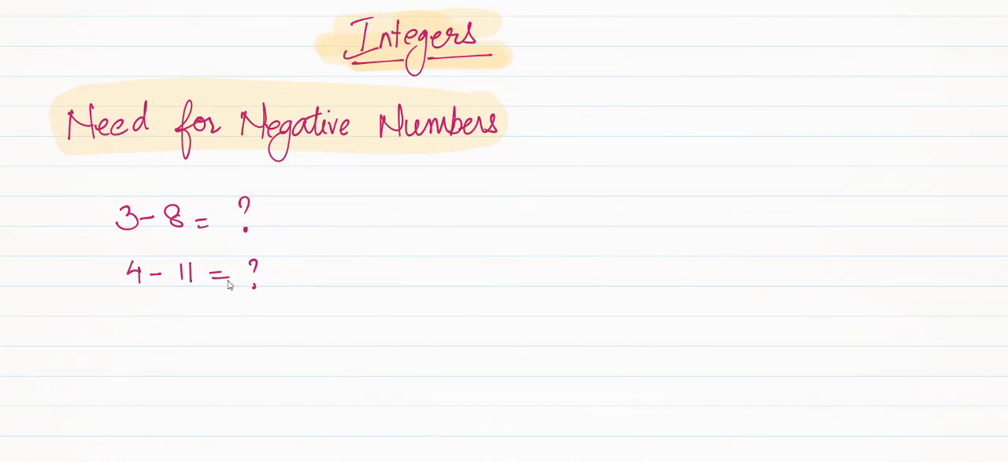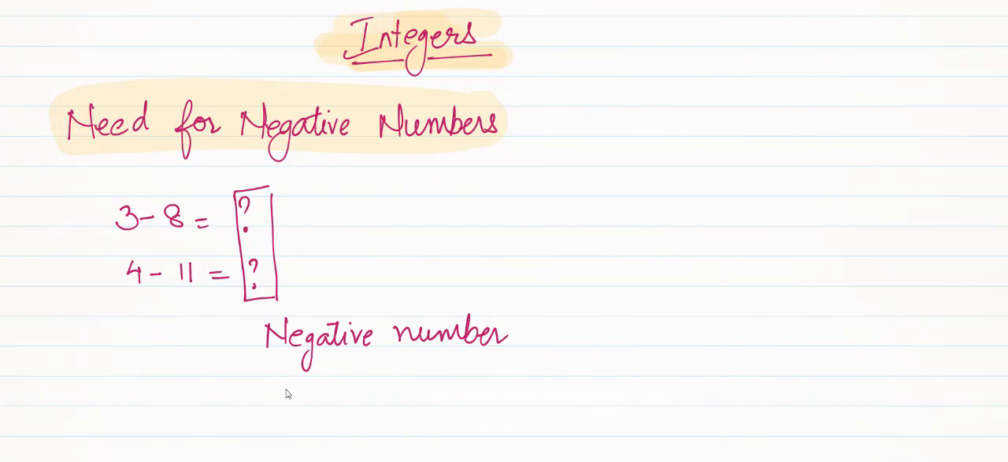Now here the result is not coming out to be a whole number, because what we have studied is that whole numbers are a set of positive numbers. So in this case, we have to extend our number system. Whatever we have studied up till now, we have to extend to another group of numbers called negative numbers. These are said to be negative numbers because here the result comes out to be a negative number.